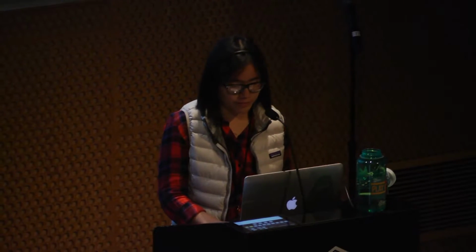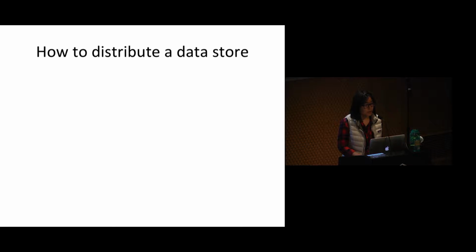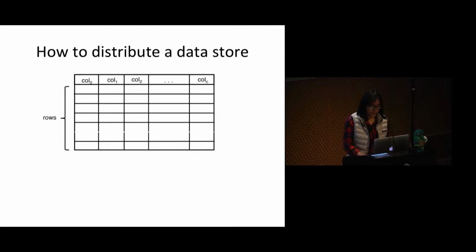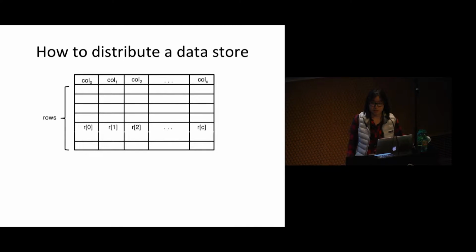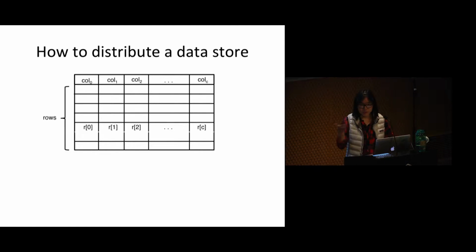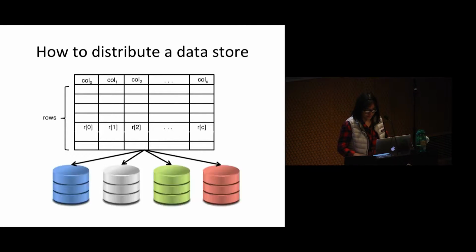So let's take your traditional SQL table model, which has a number of columns associated with it. And a table consists of a number of rows, and these are the objects that you're replicating. Each row has a value associated with every column. And you have a number of partitions that make up your distributed data store, and the question is how you distribute these rows across all of your partitions.